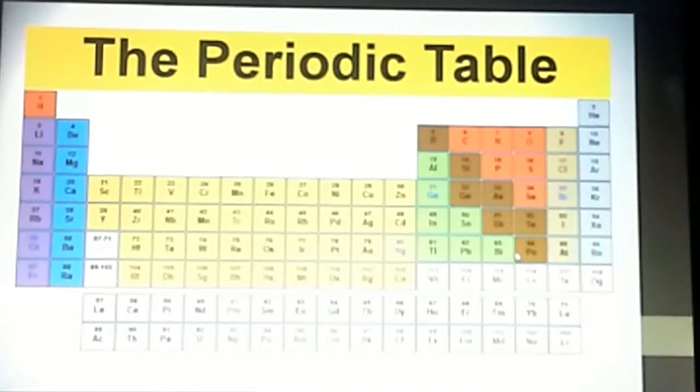For this year you only need to know the first 20 elements, which are hydrogen, helium, lithium, beryllium, boron, carbon, nitrogen, oxygen, fluorine, neon, sodium, magnesium, aluminium, silicon, phosphorus, sulfur, chlorine, argon, potassium and calcium.